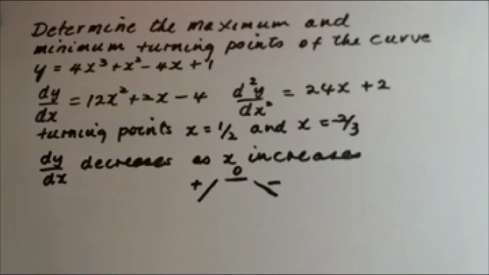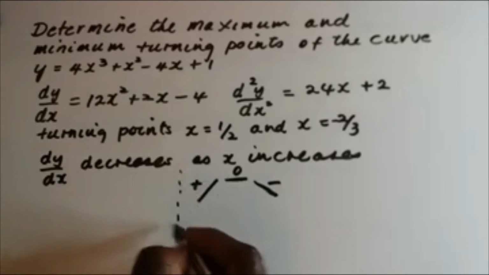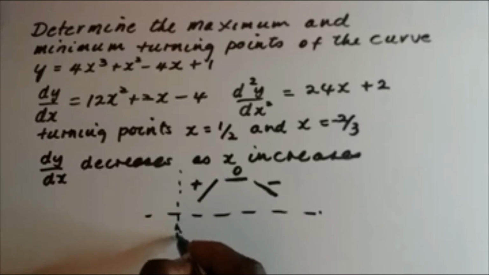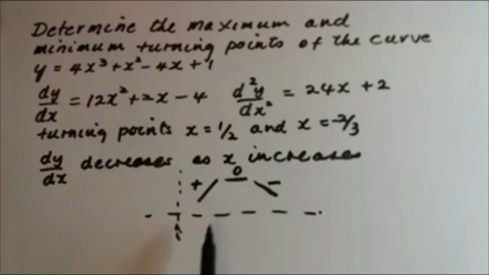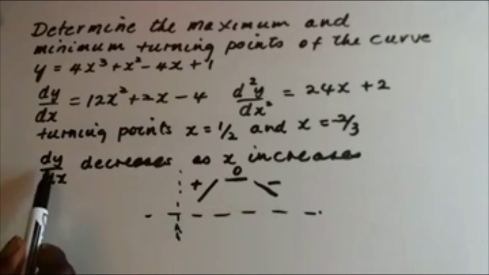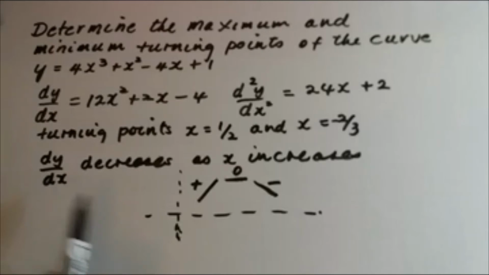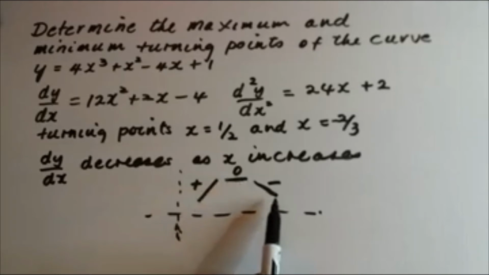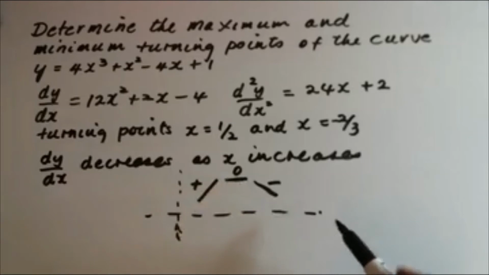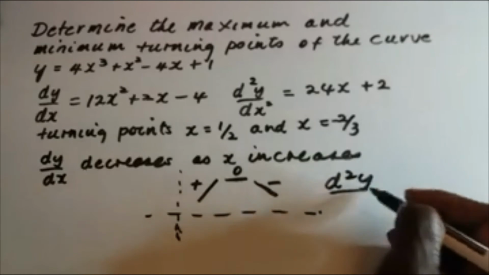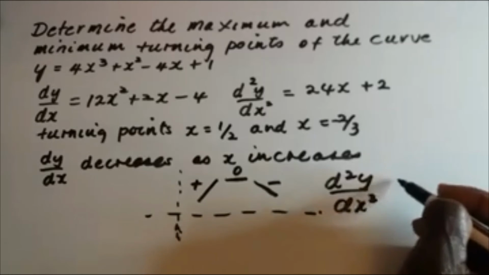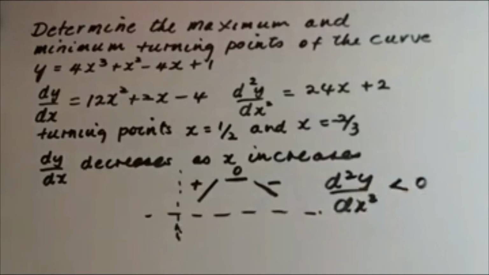So imagine this was your axis, and what it's indicating is that as x increases, the first derivative, dy/dx, is actually decreasing because it goes from positive, it goes to 0 and starts to decrease. So this indicates that d2y over dx squared is less than 0, or negative, and that it's a maximum turning point.